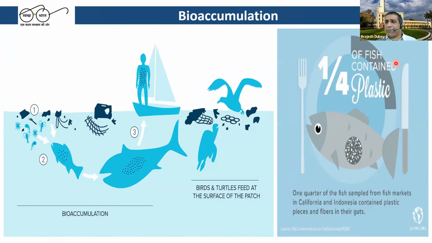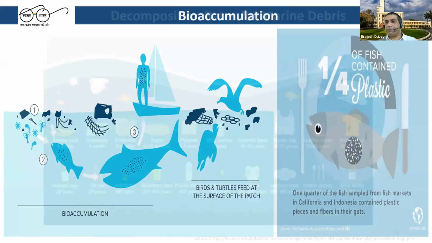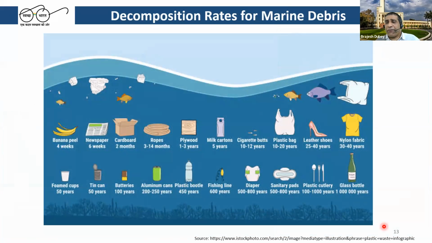There have been some studies where they found that a quarter of the fish contained plastic. A quarter of fish samples from fish markets in California and Indonesia contained plastic fibers and pieces in their guts. So if you and I are fish-loving persons, we may be consuming a little bit of these microplastics already in our body, which we don't want.